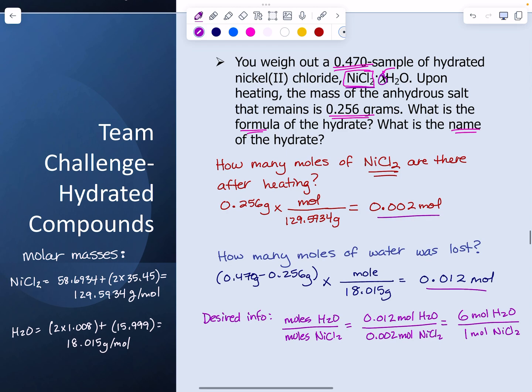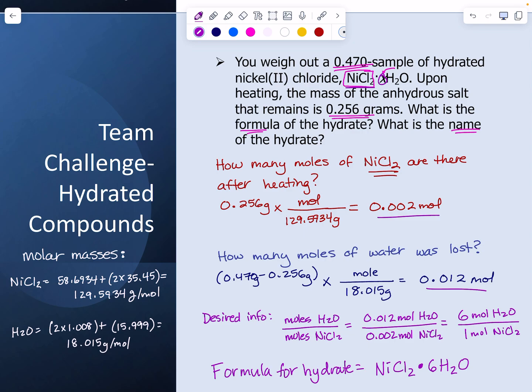So the formula for the hydrate is NiCl2 dot 6H2O, and the dot indicates that this is a hydrated compound and that there are no covalent bonds or ionic bonds there. It's just molecules associated with that.